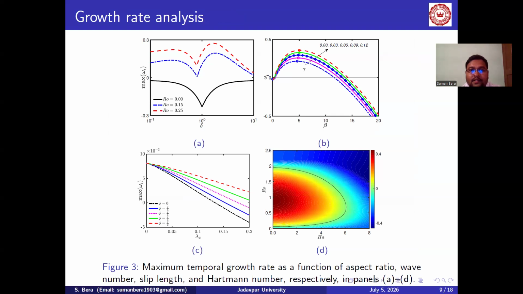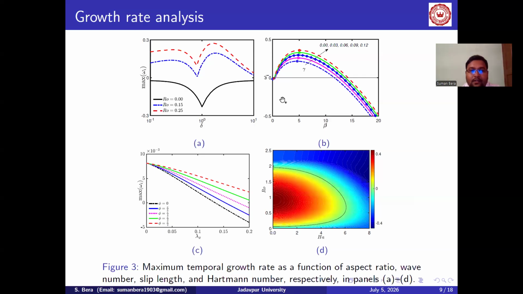After converting to the eigenvalue problem, we compute the growth rate and plot it as a function of aspect ratio in figure A, as a function of wave number in figure B, as a function of slip length in figure C, and as a function of Hartmann number and rotation number in figure D.